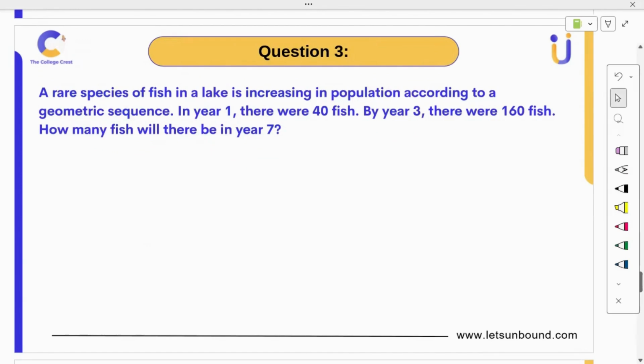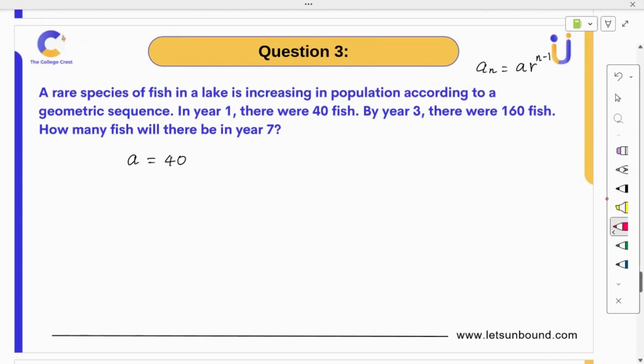So same like what we did in arithmetic sequence in the previous problem. Here we are dealing with geometric sequence. In year 1, there were 40 fish. So initial value a is 40. Year 3, it was 160. And I want to remind you what is the general term of a geometric sequence. Initial times common ratio power n minus 1.